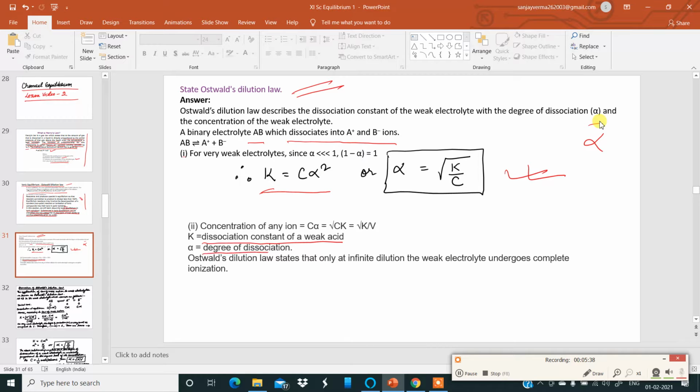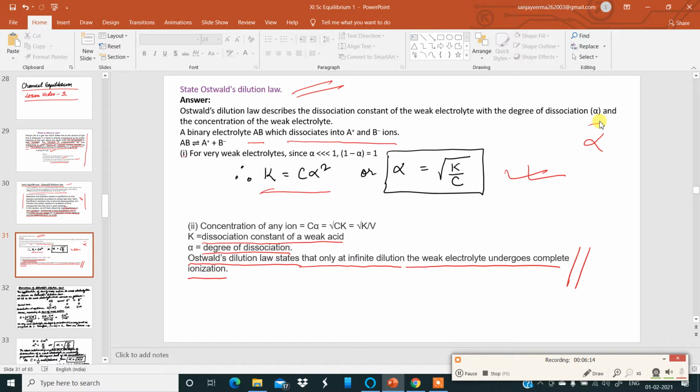Alpha is the degree of dissociation, and remember, Ostwald's dilution law states that only at infinite dilution, that means only in a very dilute solution, the weak electrolyte undergoes complete ionization. A very important sentence over here. That means the binary electrolyte must be very dilute.